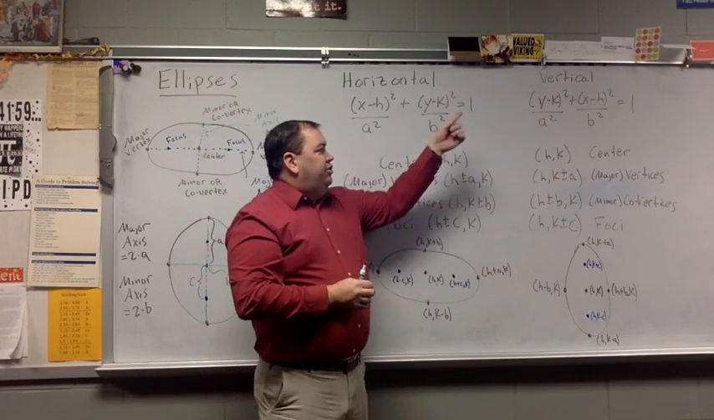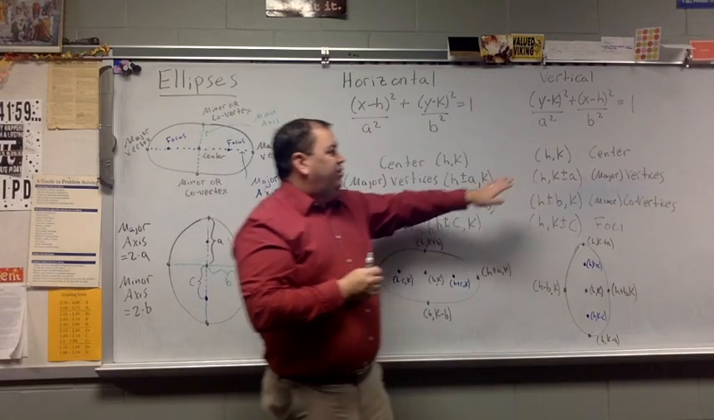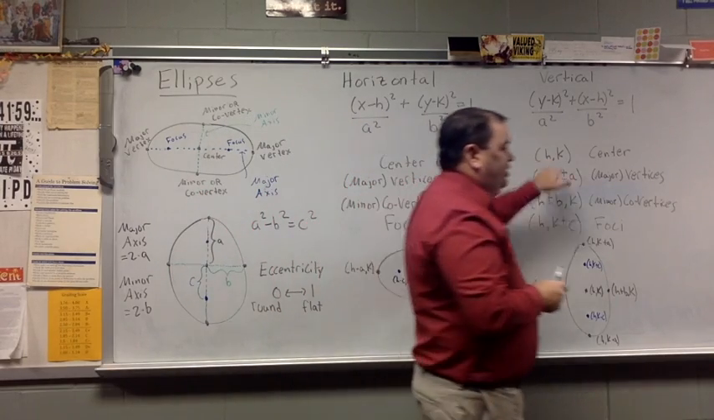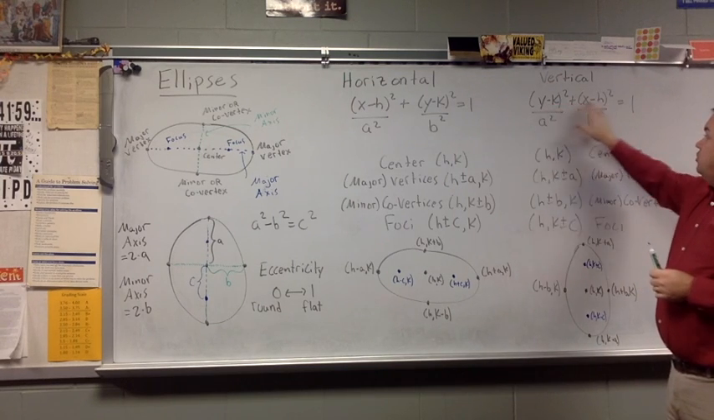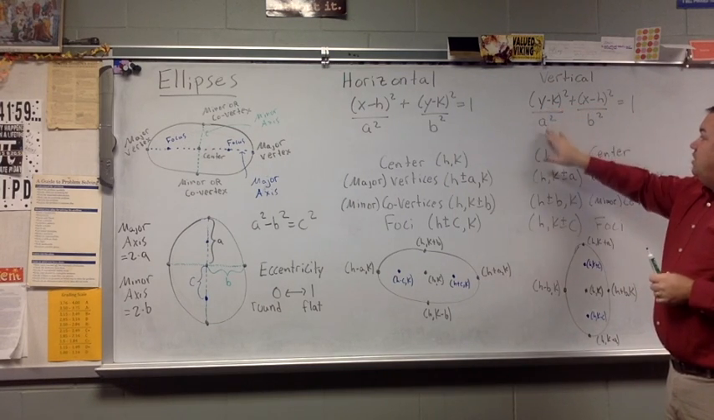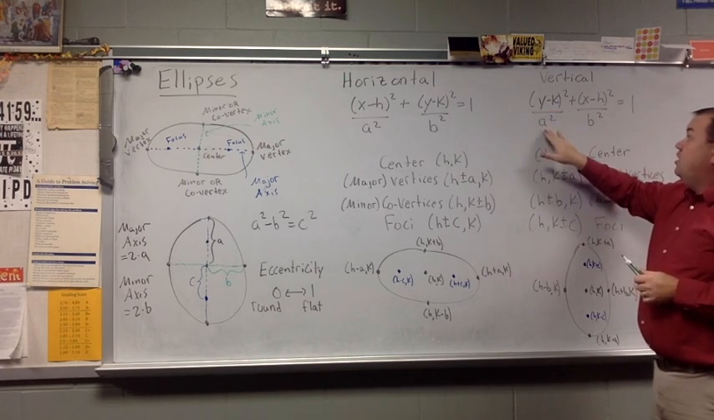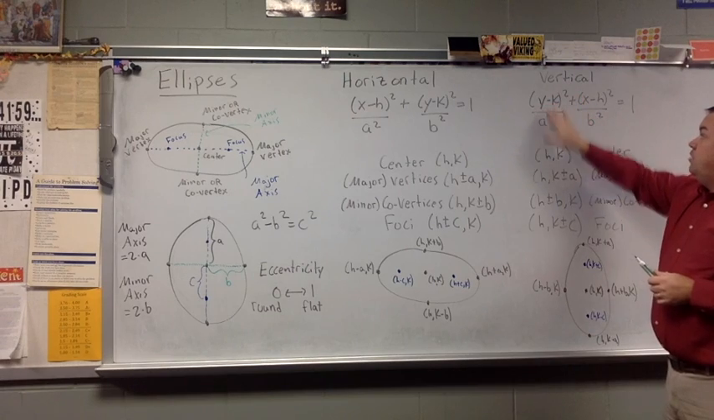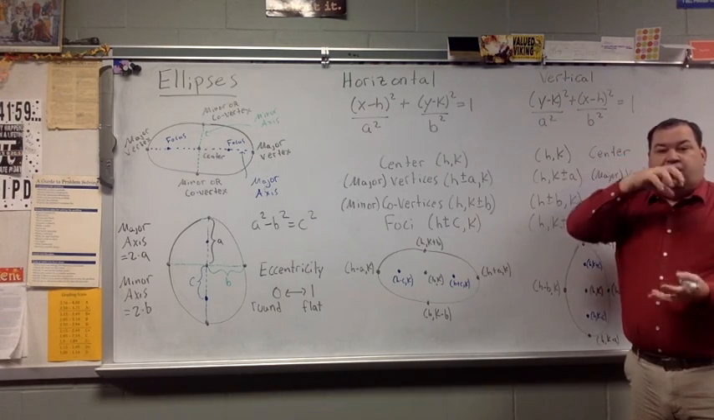Now, when we change gears to the vertical, a few things have changed. The center has not. But notice that now, where my y and my x are sitting have changed. Instead of the bigger number being under x, the bigger number is now underneath the y. So that's how we know this is a vertical ellipse. That's how we know that y is in charge. So this ellipse is going to sit up and down.